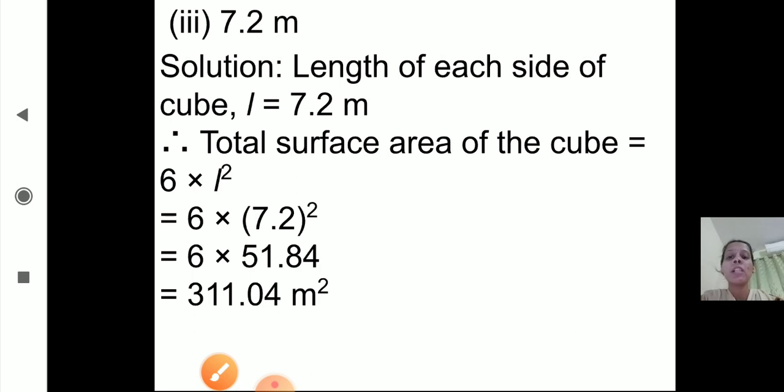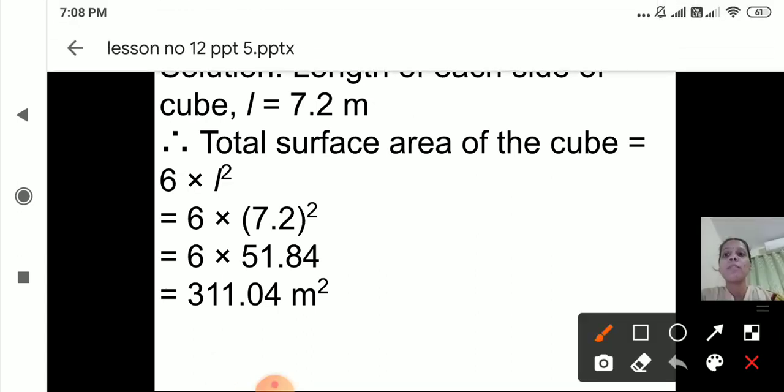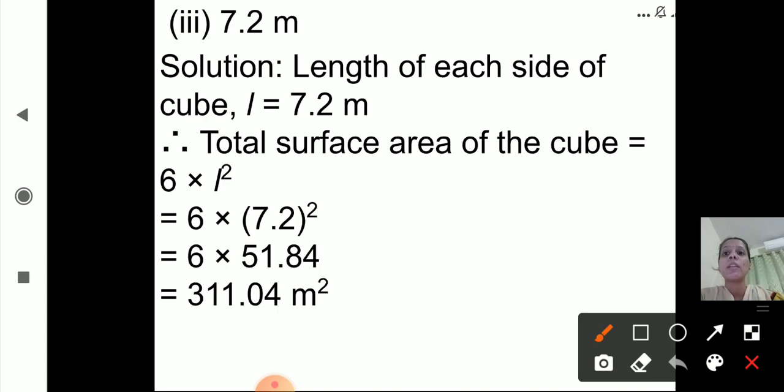Now we'll start the third sum. Okay. Third question is 7.2 meter. Again the same, first what is given, that we will write down in the solution. We'll write down length of the side of cube is equal to 7.2 meter. Length is given 7.2 meter, right?